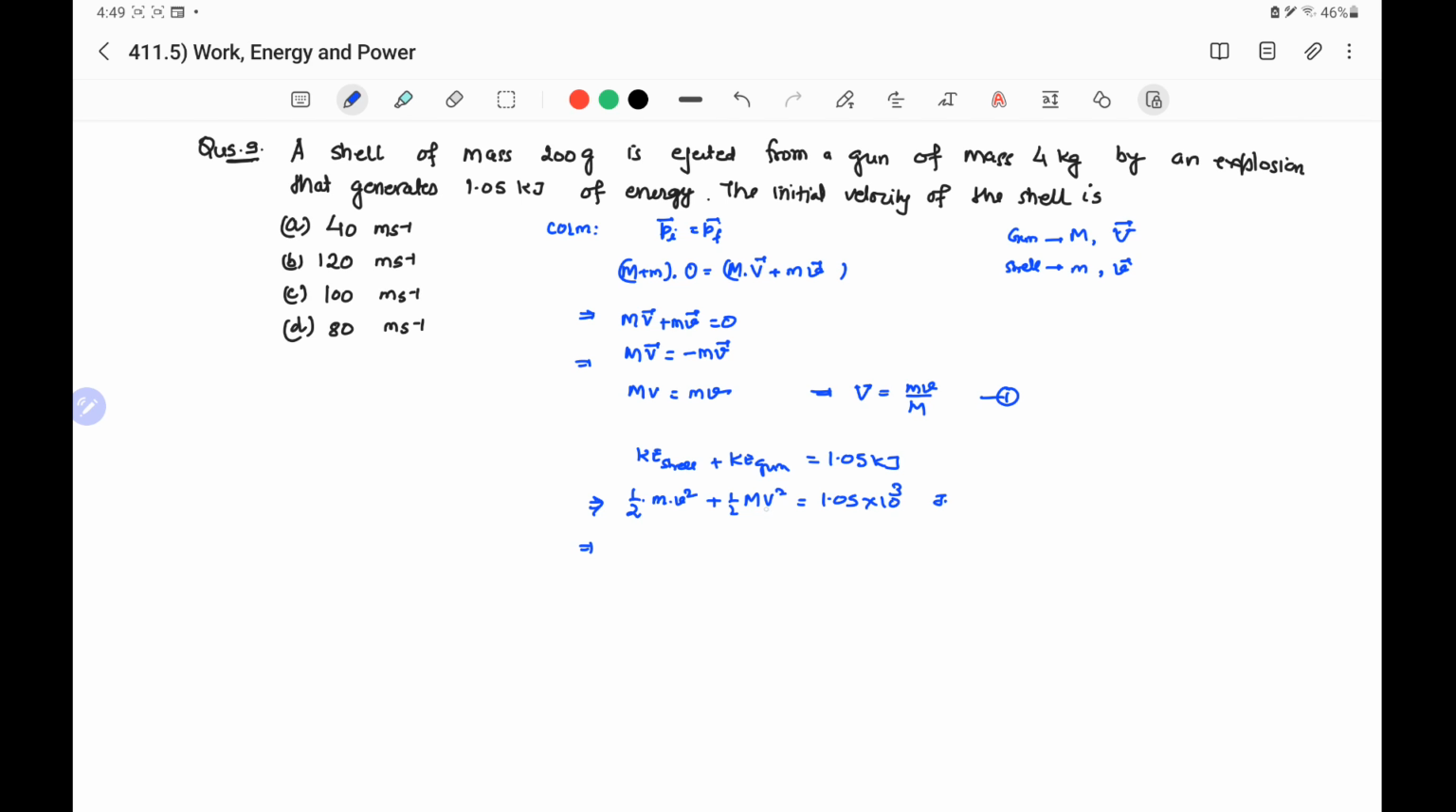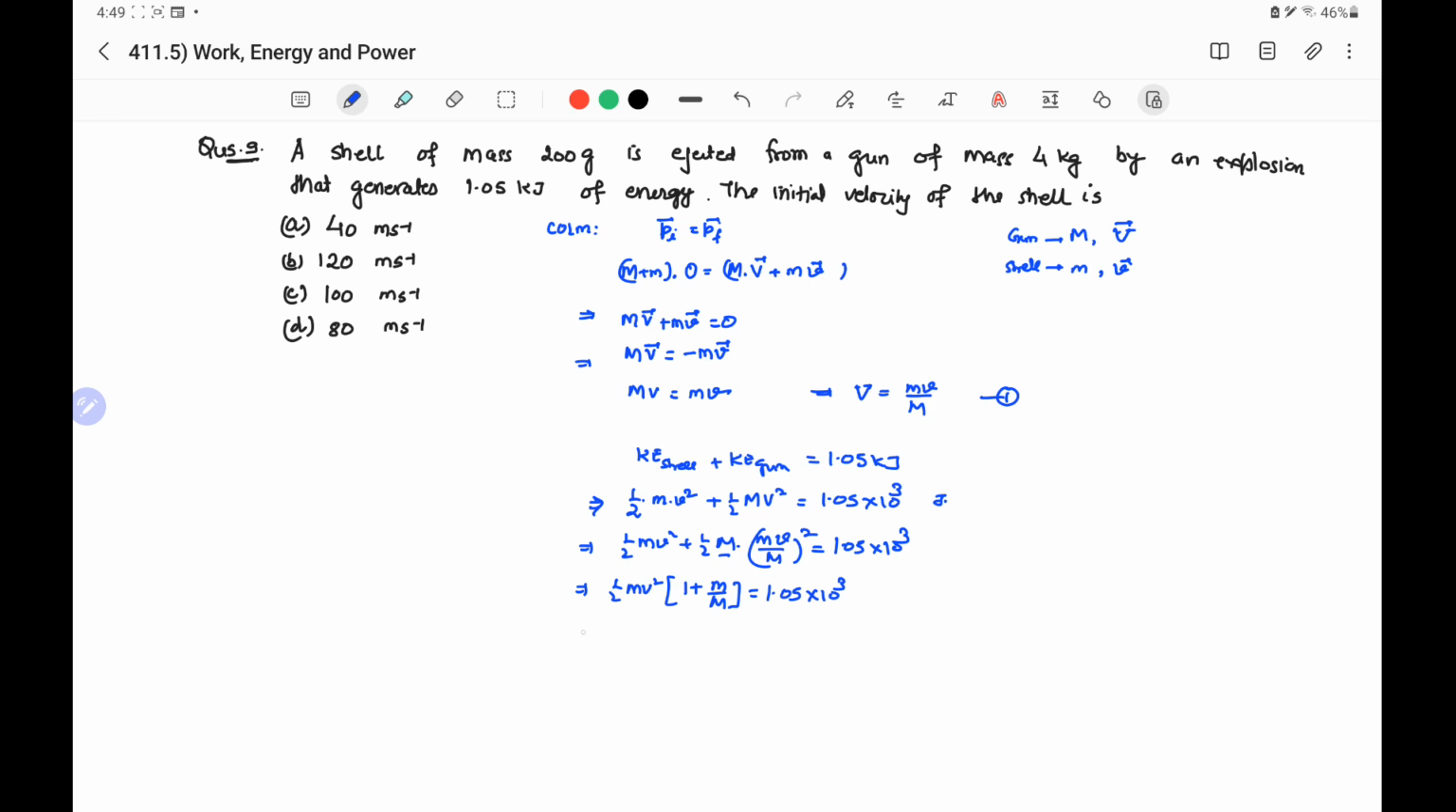Substituting the value of capital V from equation 1, we have half mv square plus half capital M into (mv by capital M) whole square. It is equal to 1.05 into 10 to the power 3. Here we can take the term half mv square common, so we will have 1 plus. Here capital M gets cancelled by one of the capital M in the denominator, and we will have simply m by capital M, and it is equal to 1.05 into 10 to the power 3.